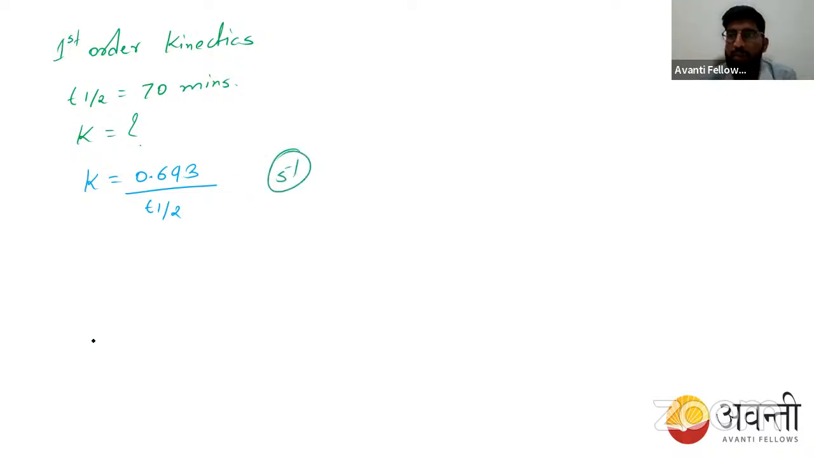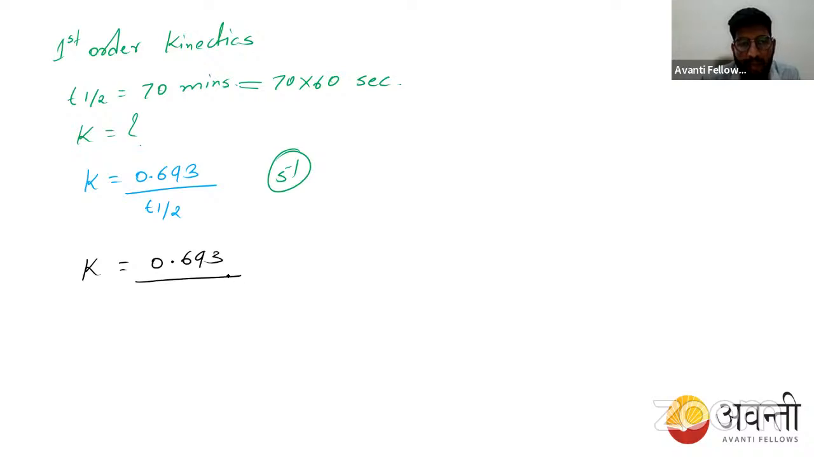So this is very important. In the question, they have asked for K in second inverse, but our time is given in 70 minutes. So I have to convert it into seconds. So 70 into 60, so this will be 4200 seconds. Okay, so if I put the value of T half in this equation, I will get K is equal to 0.693 upon 70 into 60 second inverse.